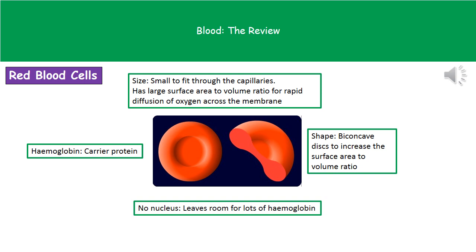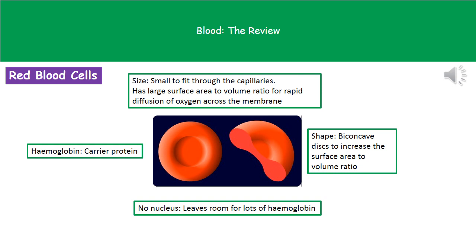They've also got a very large surface area to volume ratio, and that means that they can have a very rapid diffusion of oxygen across the membrane. Now their shape is also important. If you look at the diagram there, you can see that they've got that kind of dip in the middle. Now that's called a biconcave disc shape, and the whole purpose of that is to increase that surface area to volume ratio.